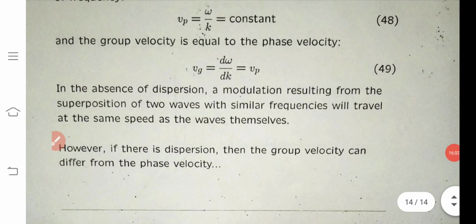So here these are the equations for phase velocity, electric field and magnetic field in conductors, good conductors and poor conductors.